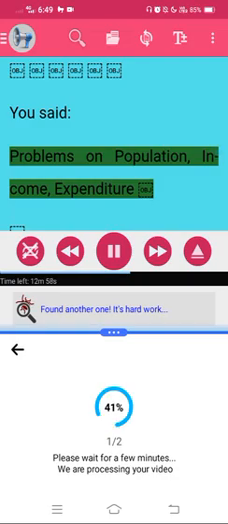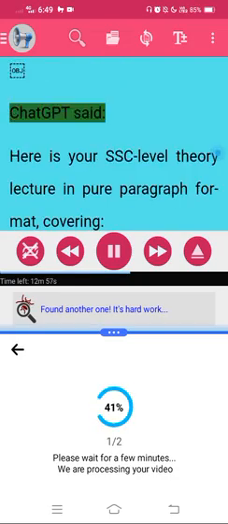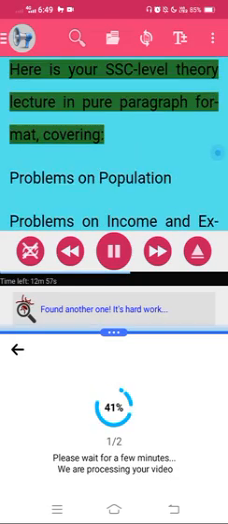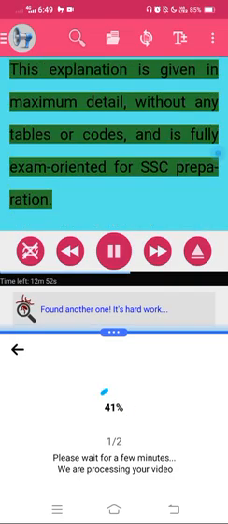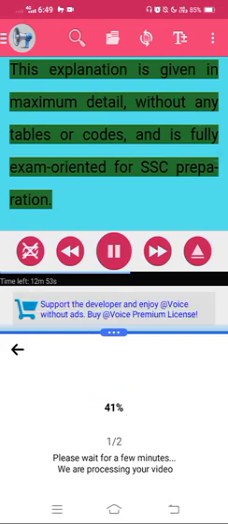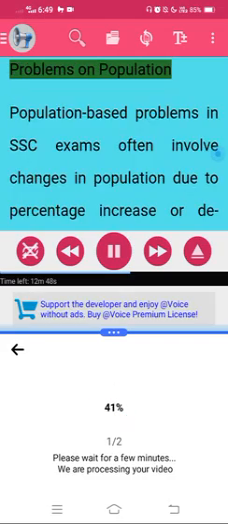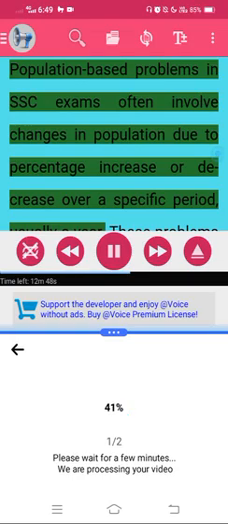You said: Problems on population, income, expenditure. ChatGPT said: Here is your SSC level theory lecture in pure paragraph format covering problems on population, problems on income and expenditure. This explanation is given in maximum detail, without any tables or codes, and is fully exam-oriented for SSC preparation. Problems on population. Population-based problems in SSC exams often involve changes in population due to percentage increase or decrease over a specific period, usually a year.